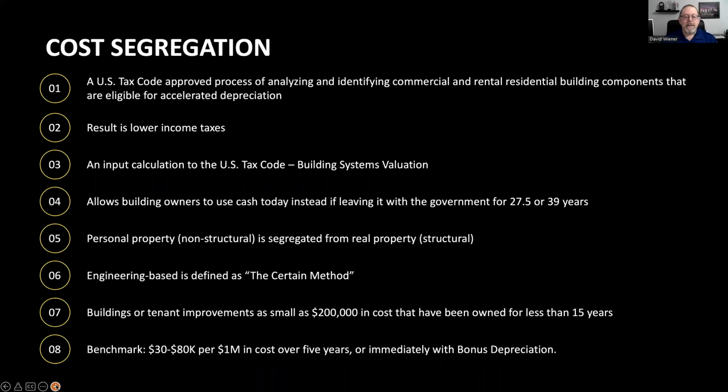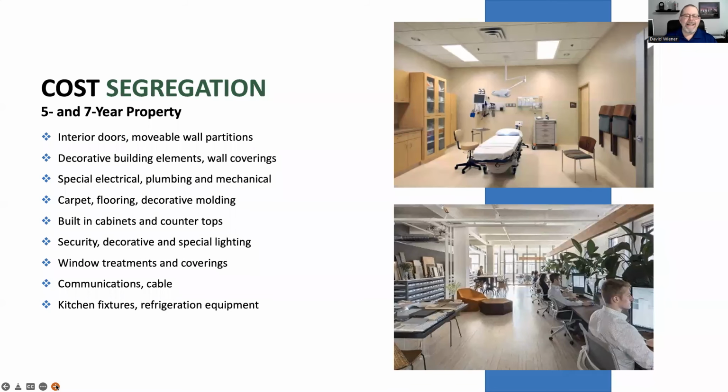What is 5-year property? What is non-structural? Well, your 5 and 7-year property are any interior doors, any movable wall partitions, any decorative building elements, wall coverings, any special electrical, plumbing, or mechanical, your carpet, your flooring, your decorative moldings, your built-in cabinets, your countertops, security systems, decorative and special lighting, any window treatments, window coverings, communications, cable that you run, kitchen fixtures, any refrigeration equipment. All of that stuff falls into the 5 and 7-year property, according to the Internal Revenue Service.